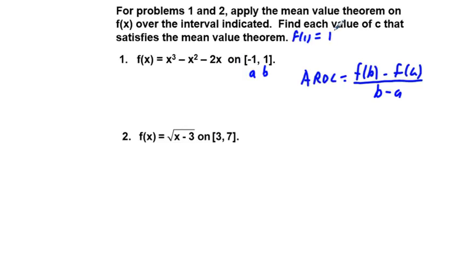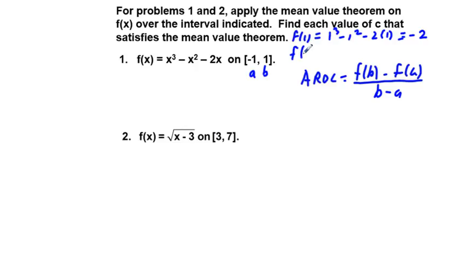We get 1 cubed minus 1 squared minus 2 times 1. So that's going to be 1 minus 1 minus 2. That's going to be -2. So f of b is -2.